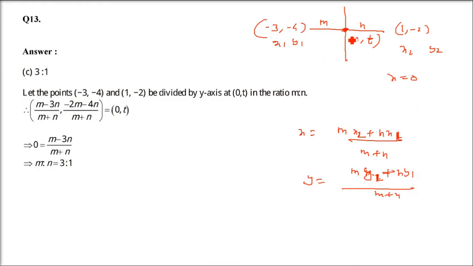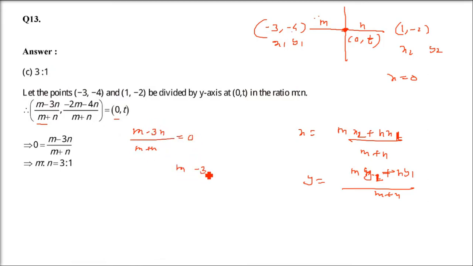So now you know this x1 y1 and x2 y2. Just put it here. So this is minus 3 into n plus n into 1 by 2 by m plus n, and m into minus 2 plus n into minus 4 by m plus n. These are the x and y point. Now these two are equal to 0, 2. We assume it to be 0, 2. So that is m minus 3n by m plus n, that is the x coordinate, is equal to 0.